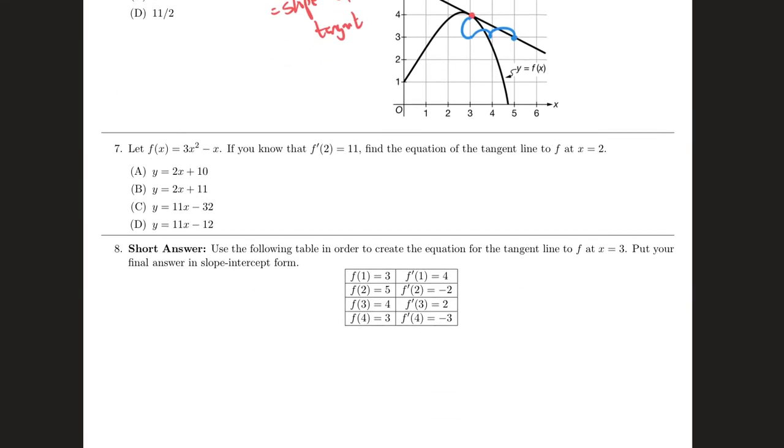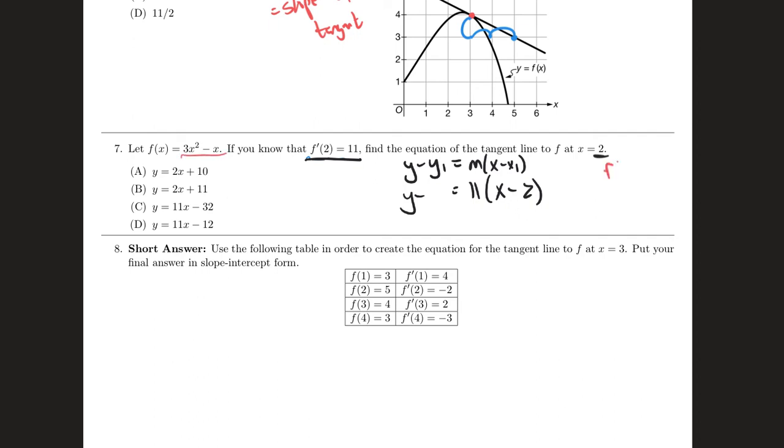All right, for 7, we have our function. We know that f prime of 2 equals 11, so they're giving this information to kind of save us some time for the problem. All right, find the equation of the tangent line at x equals 2. So the tangent line we can make using point slope form. We know the slope is given by the derivative, so that's going to be an 11. The x value is 2. How do we figure out the y value? Well, the y value comes from the original function, so we're going to plug in 2 here.